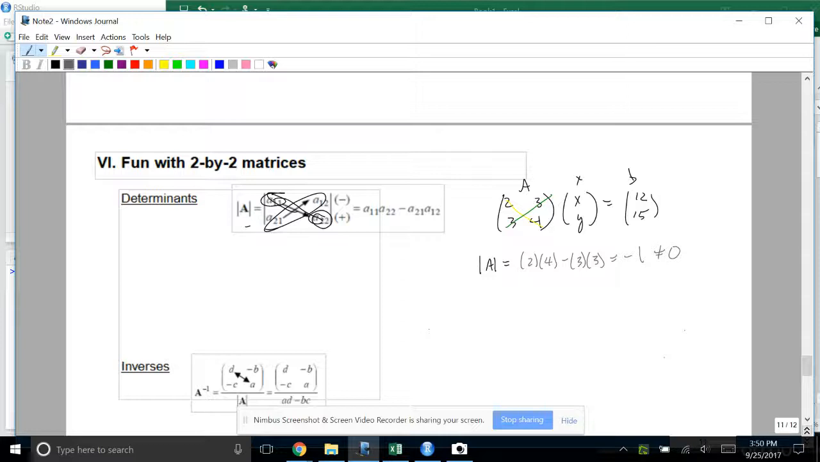So let's say we had the case where we have 2 and 4 and 3 and 6. All right, so if we multiply the 2 and the 6, so what are we going to have?